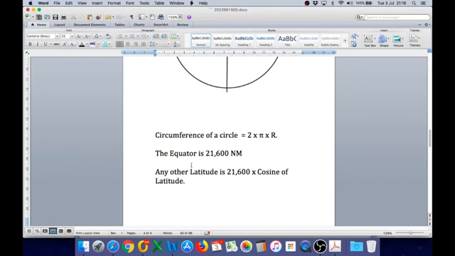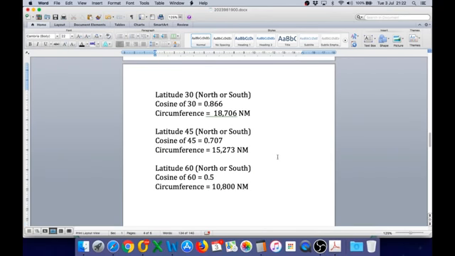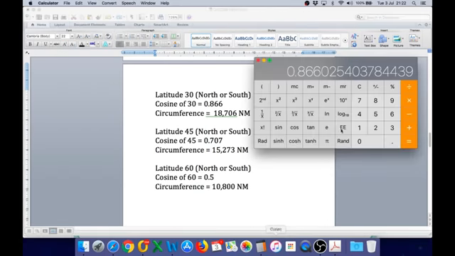So let's have a look at some examples. So here are some examples for different latitudes, and it doesn't matter if you're looking at the north or the south latitude, because the values are the same. Latitude 30, north or south, the cosine of 30 equals 0.866. If we multiply that by the 21,600, it gives us a circumference of 18,706 nautical miles. And I'll show you how to do that. It's quite straightforward.